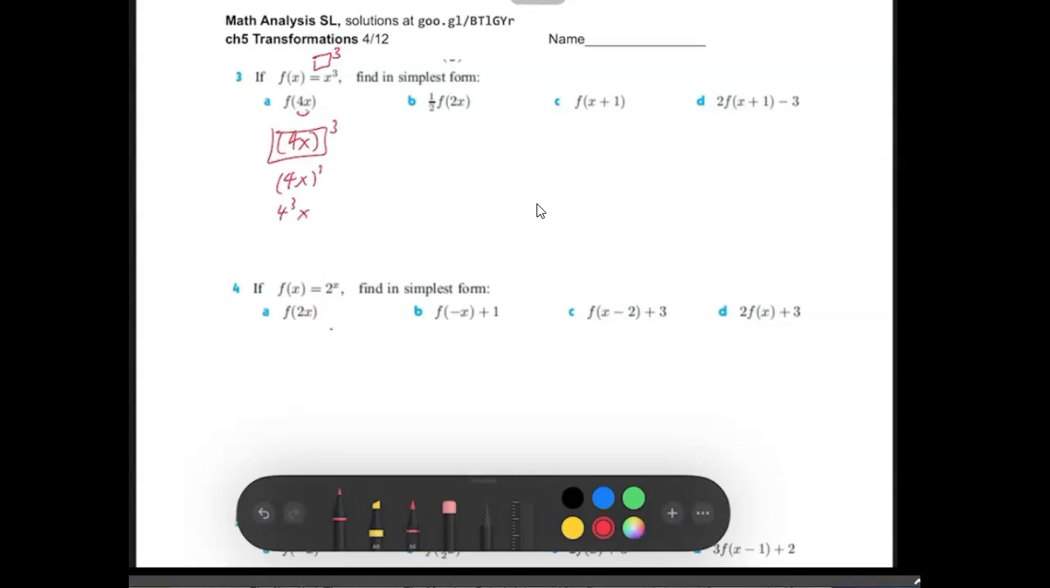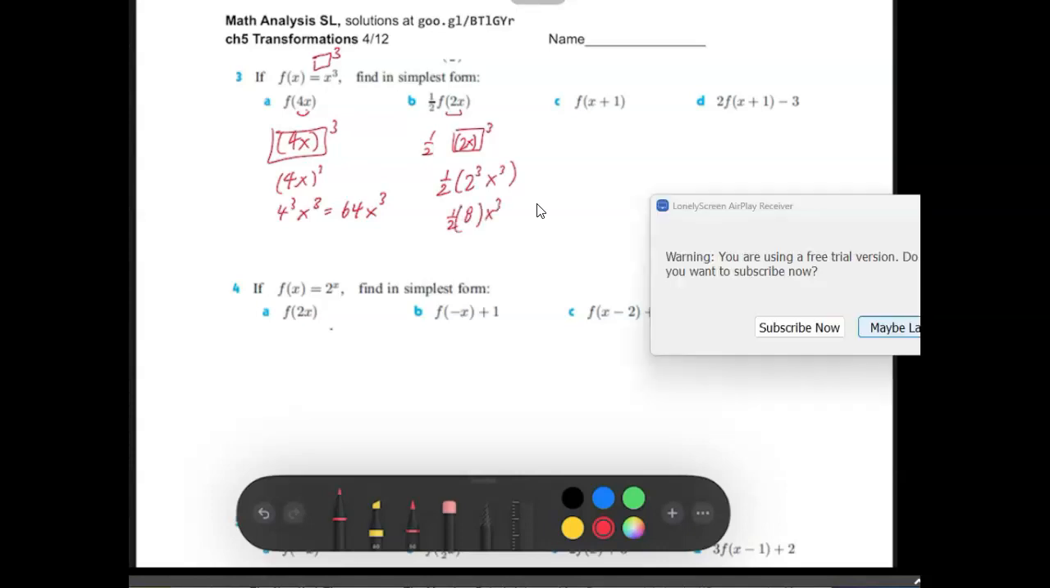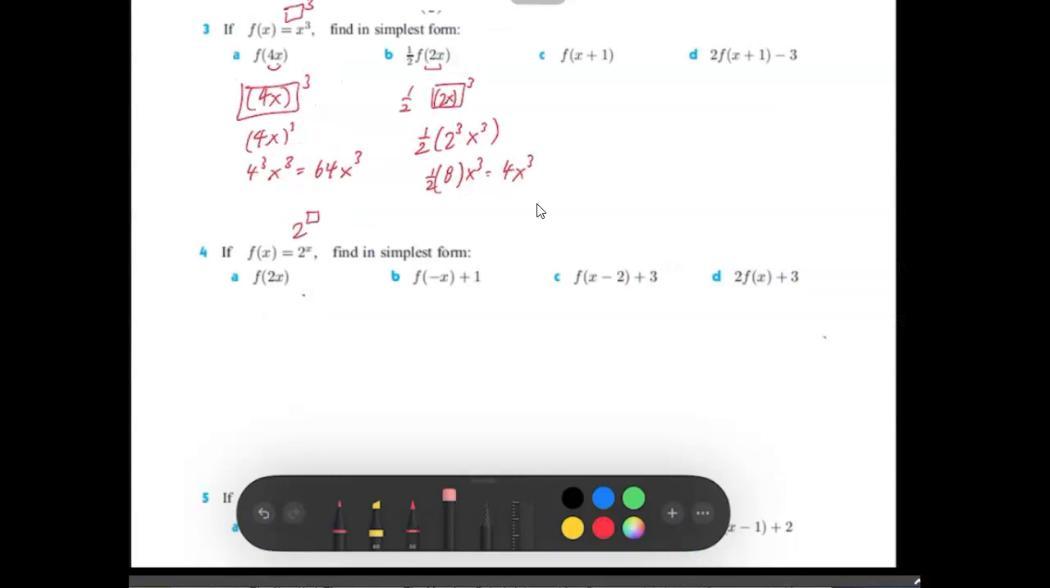That would be 4 cubed x cubed, which is equal to, I think, 64 x cubed. Okay, and then we have 1/2 f of 2x. 2x is going to go inside the box, and then it's cubed, and then we multiply that function times 1/2. So if we simplify it, it would be 1/2 times 2 cubed x cubed, which would be 1/2 times 8 times x cubed, which is 4x cubed.